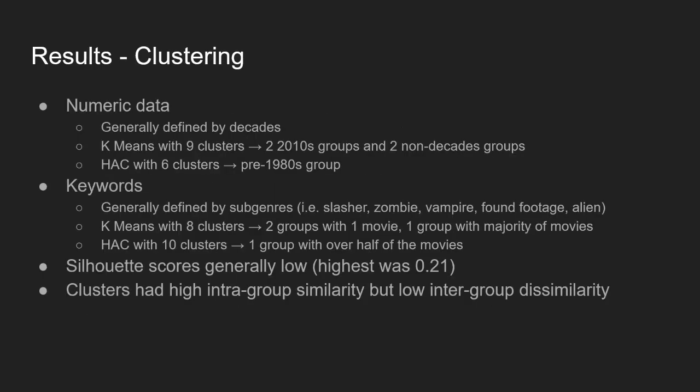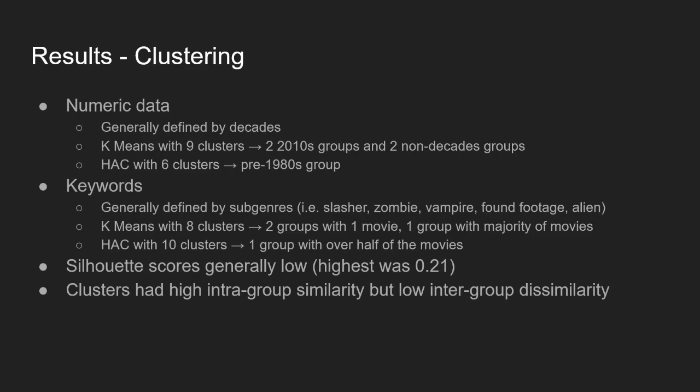Clustering for the numeric data generally resulted in groups being defined by decade. The k-means with 9 clusters had 2 groups representing the 2010s and 2 non-decade groups, while hierarchical with 6 clusters had a pre-1980s group. Clustering by keywords resulted in groups defined by horror subgenre, such as slasher, zombie, vampire, found footage, and alien.